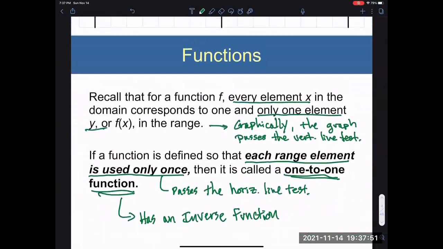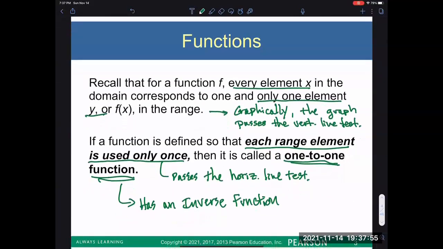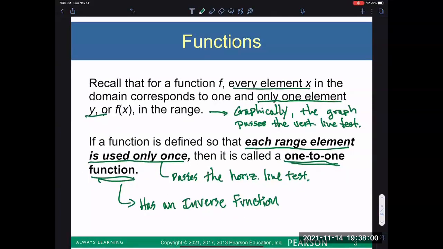So being able to pass the horizontal line test is needed to come up with an existing inverse function. And to do that, you sometimes eliminate parts of the original function's graph and restrict the domain until you get to the point where it passes a horizontal line test. So that's what's going on here. Passing the vertical line test means it's a function. Passing a horizontal line test means an inverse function exists.